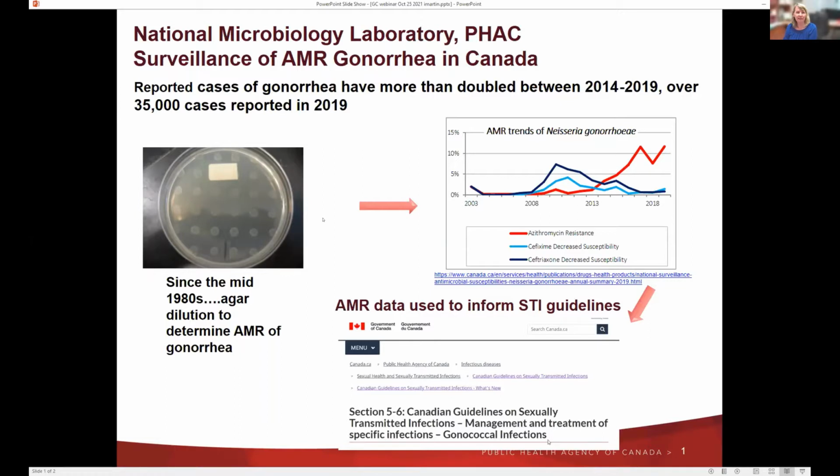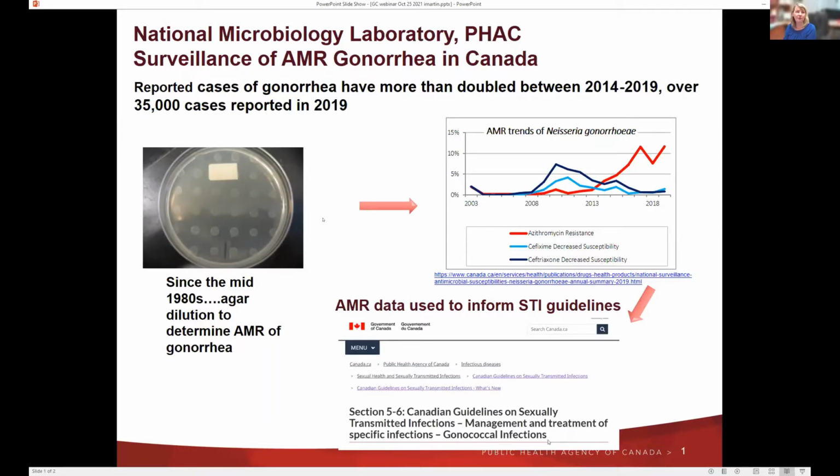We're all aware that the number of reported cases of gonorrhea in Canada has been increasing over the last number of years. In fact, the reported cases have more than doubled between 2014 and 2019. And in 2019, we had over 35,000 cases reported in Canada.